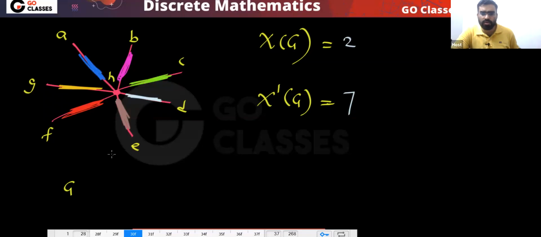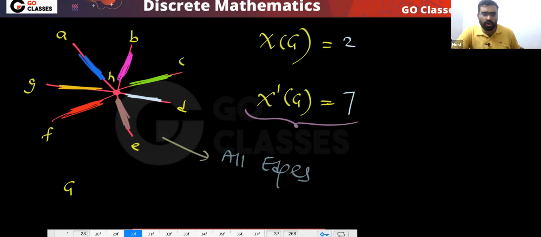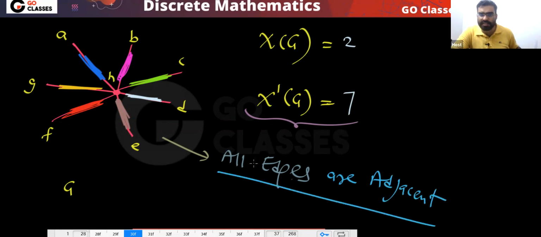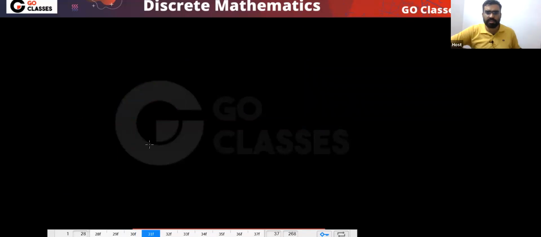Yes or no? So the edge chromatic number will be actually 7 in this graph, because you cannot reuse a color as all the edges are adjacent. Can you notice all edges are adjacent in this graph? All the edges are adjacent. So this is the idea.